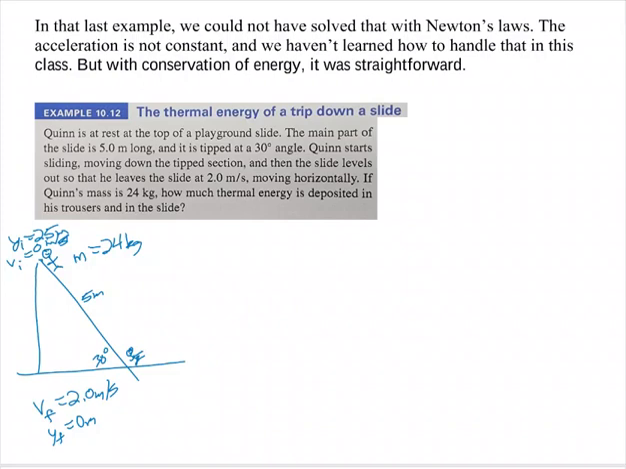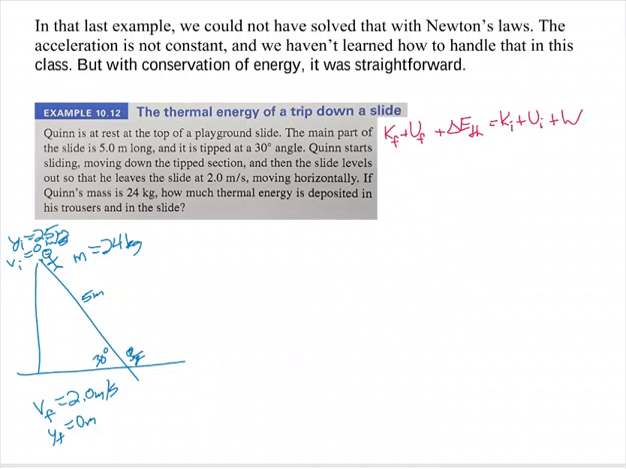Our big equation, the work-energy equation. So we have K final plus potential final plus delta thermal equals K initial plus potential initial plus work.